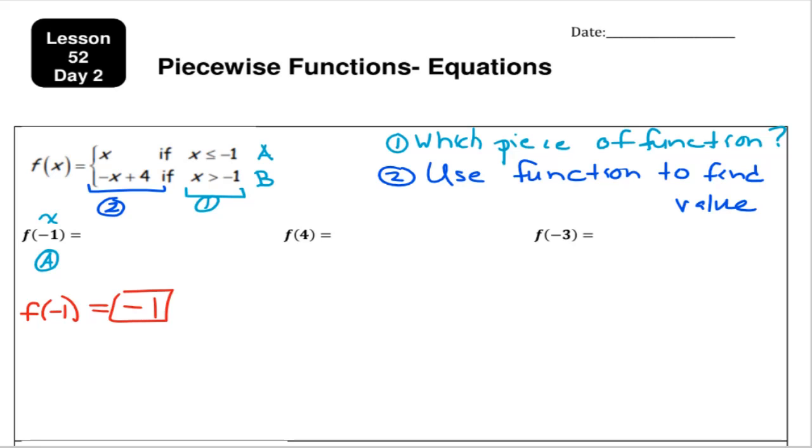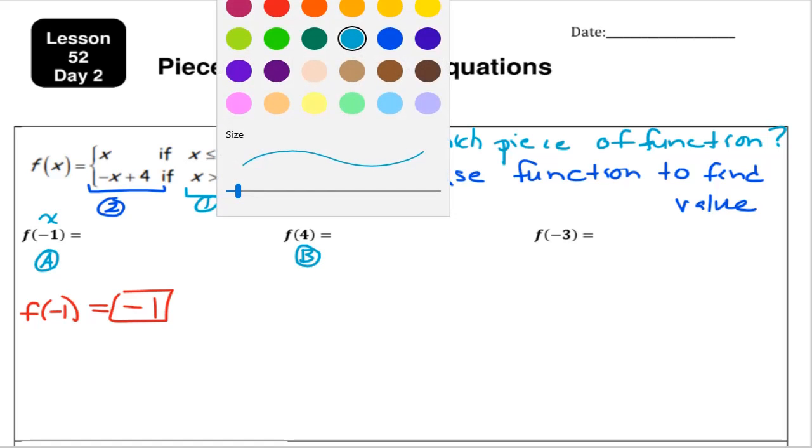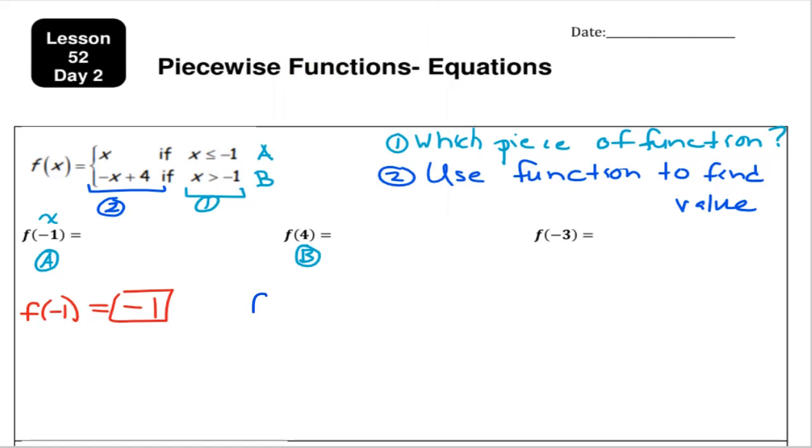f of 4. So again, I'm going to use the domains and figure out which function I'm using. This says less than or equal to -1. This says greater than -1. I know 4 is greater than -1, so I'm talking about piece B. And now I'm going to use the function. So they have, and I'll rewrite it before I even substitute in, right? That's what they're telling me.